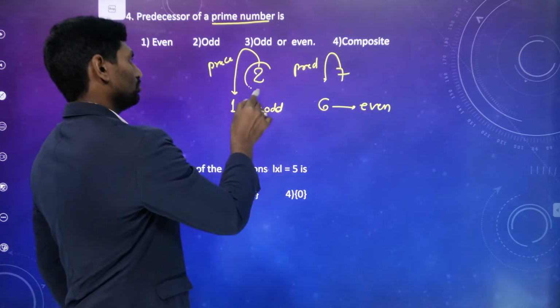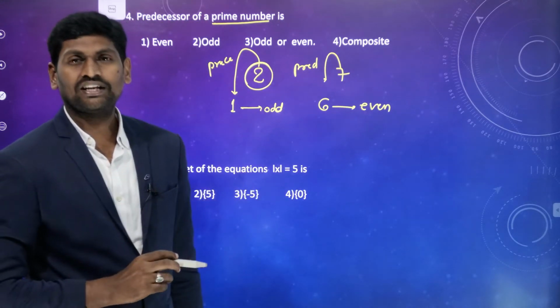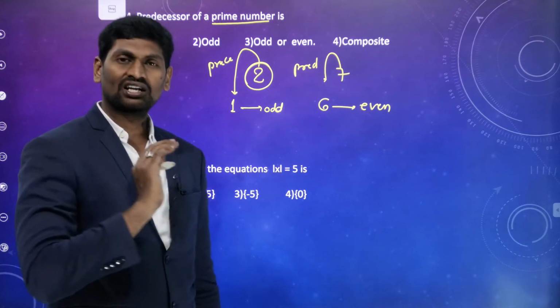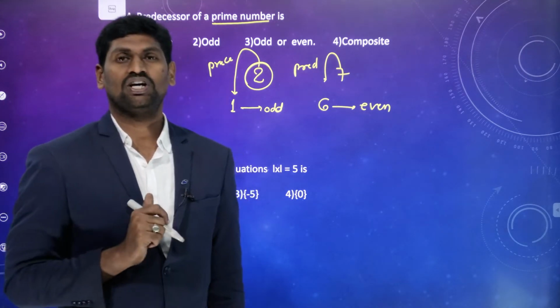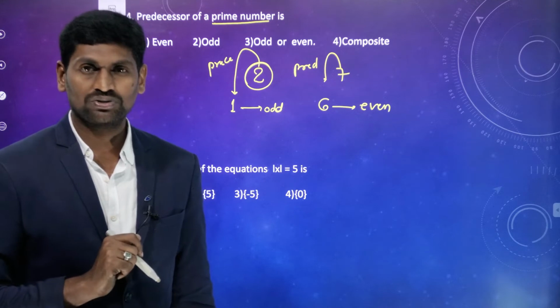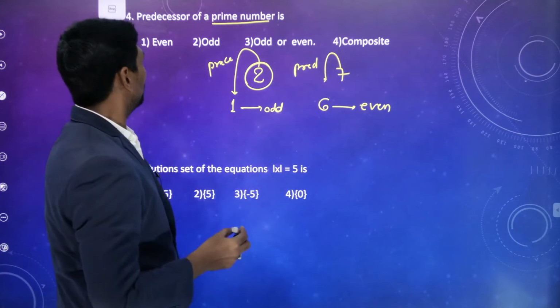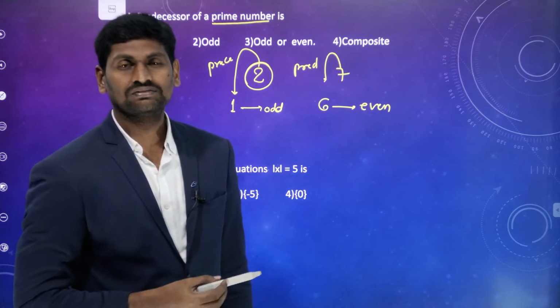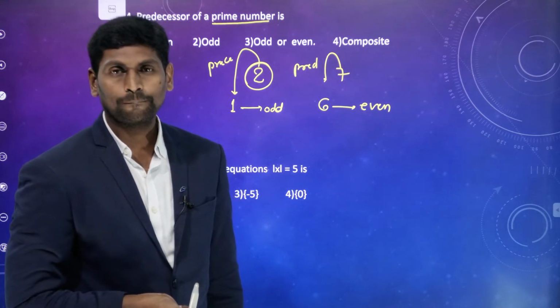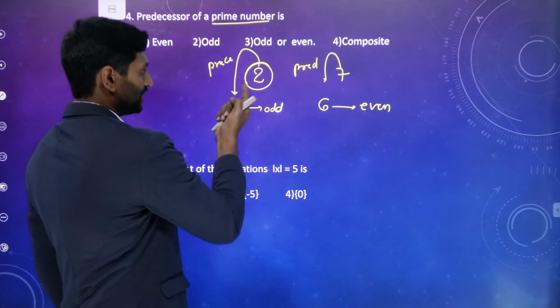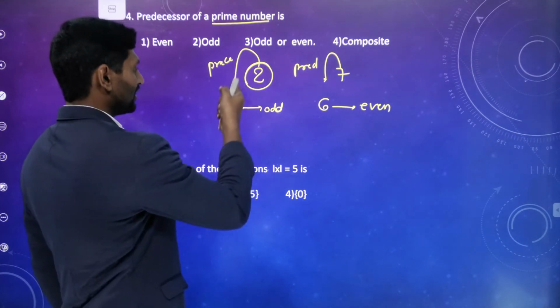Except 2, we already discussed that all remaining prime numbers are odd numbers only. So, obviously its predecessor is definitely an even number. But 2 is an even prime. Its predecessor is an odd number.